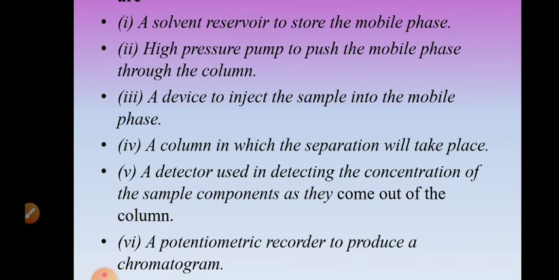Sometimes we require one more column, that is the guard column. A detector is used for detecting the concentration of sample components as they come out of the column. And there is a potentiometric recorder which will produce a chromatogram, giving you a graphical representation. Now, one by one, we will discuss the solvent reservoir, the pumps, the column, etc., in the next video.